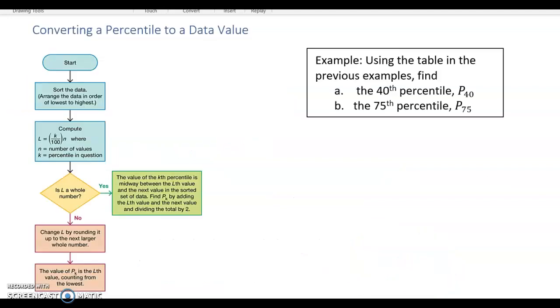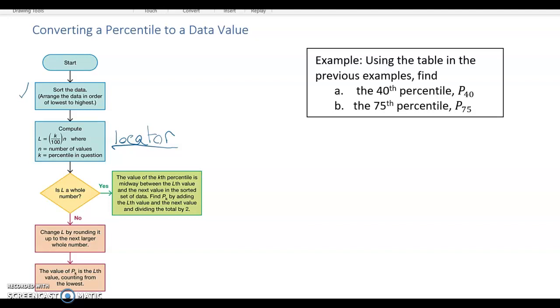We just talked about finding a percentile for a given data value, but we also need to go in the other direction. So we need to learn how to convert a percentile to a data value for our particular table. There's a process for this. To start with, we sort our data in ascending order. Next, we have to compute what's called a locator value. The locator L is k over 100 times n, where n is the number of values and k is the percentile in question.